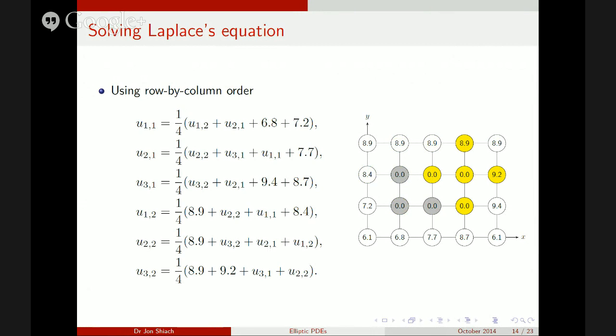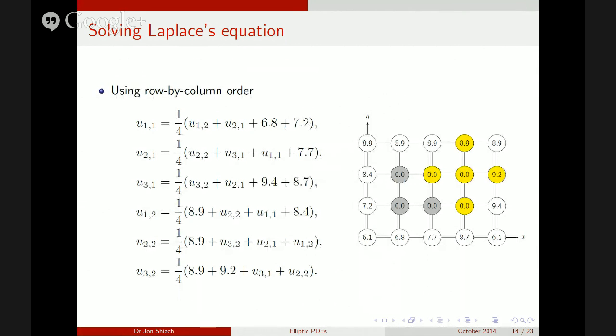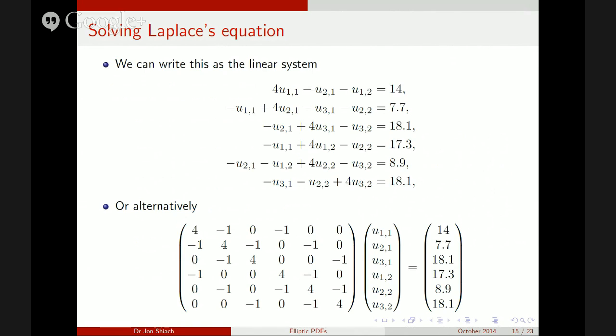We have 6 nodes which we want to solve for. We have 6 equations. So you might start to guess where I'm going with this. That's what we have, and we can write that as a linear system. All I'm doing by writing it as a linear system is rearranging all these equations so that the unknowns are on the left of an equal sign, and the values I know are on the right. So I have a linear system of 6 equations in 6 unknowns.